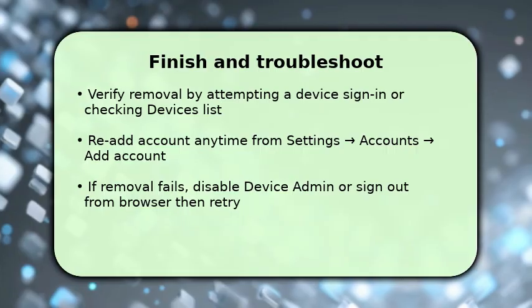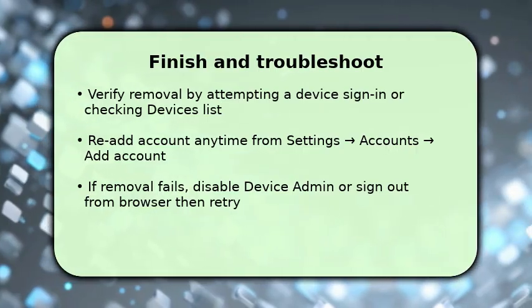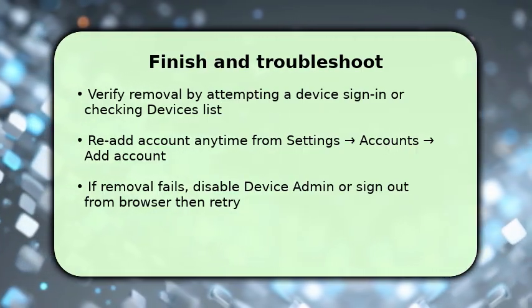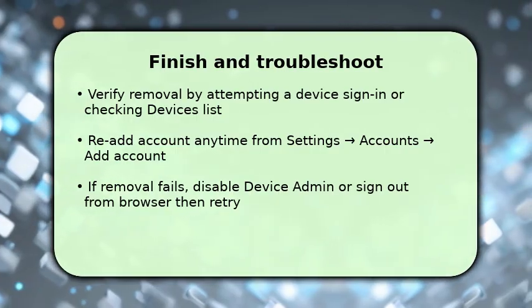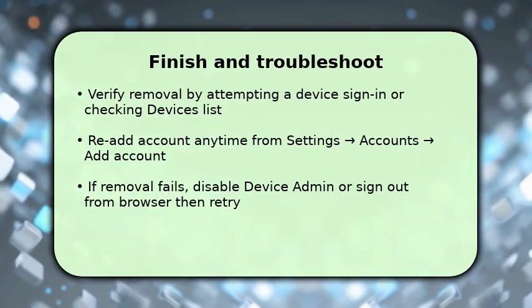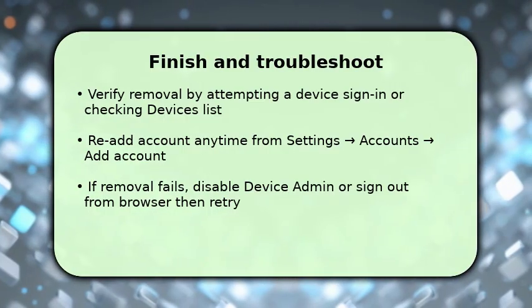If removal fails, check for Active Device Admin or Find My Device permissions and disable them, or sign out via myaccount.google.com, then retry. This usually resolves persistent removal errors.